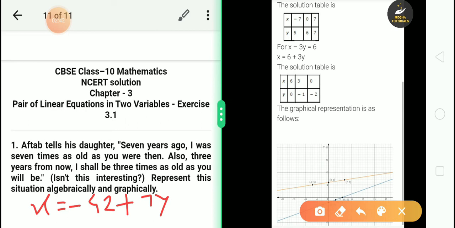Then consider y is equal to 6. So 7 sixes are 42, minus 42 plus 42 is 0. x is equal to 0. In the third case, assume y is equal to 7. 7 sevens are 49, minus 42 plus 49 is equal to 7. So the coordinates x comma y are minus 7 comma 5, 0 comma 6 and 7 comma 7. In the lecture we have learned that at least we have to find 4 coordinates. Okay, so this is the printed solution.